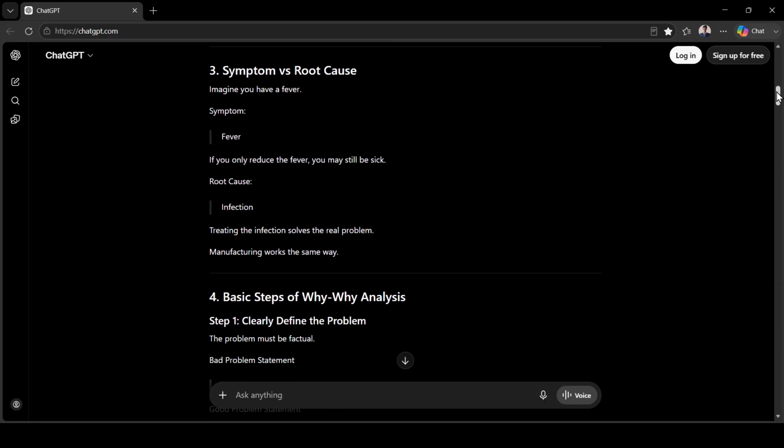Then symptoms versus root cause. Imagine you have a fever. Symptom: fever. If you only reduce the fever, you may still be sick. Root cause: infection. Treating the infection solves the real problem. Manufacturing works the same way.